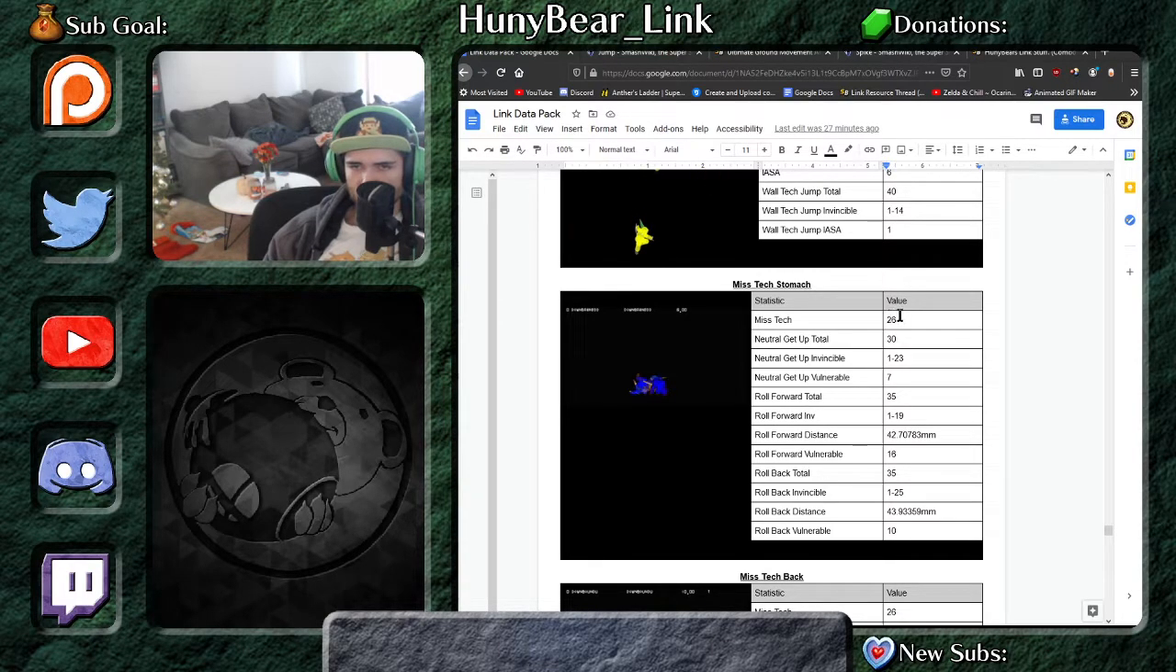This is your mistech data. Mistech takes 26 frames in total. Neutral get up takes 30 frames. Neutral get up is invincible 1 through 23. Neutral get up vulnerable for frame 7. Roll forward total takes 35 frames. Roll forward is invincible for frames 1 through 19. This is the distance. Roll forward vulnerable is 16 frames.